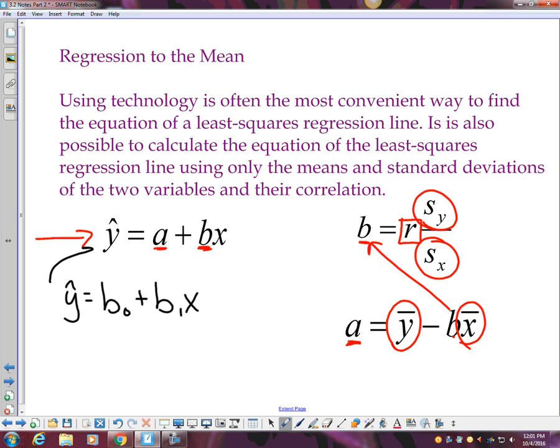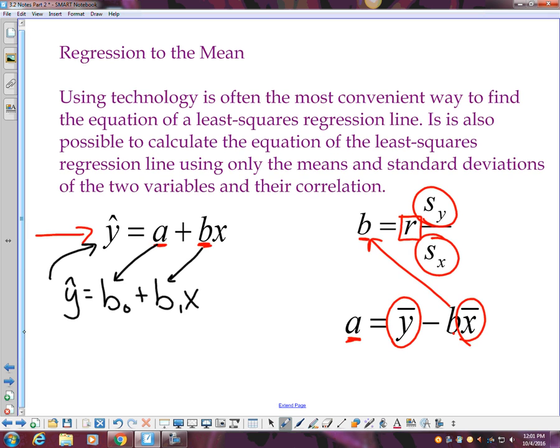That is the same thing as what your calculator gives you as a plus bx. Their b is b sub 1, and their a, which is the y-intercept, is b sub 0, which makes sense because b sub 0 in any kind of science or calculus is always the initial value. So it makes sense that b sub 0 is your y-intercept, because that's your initial value or your starting point. b sub 1 is your slope.